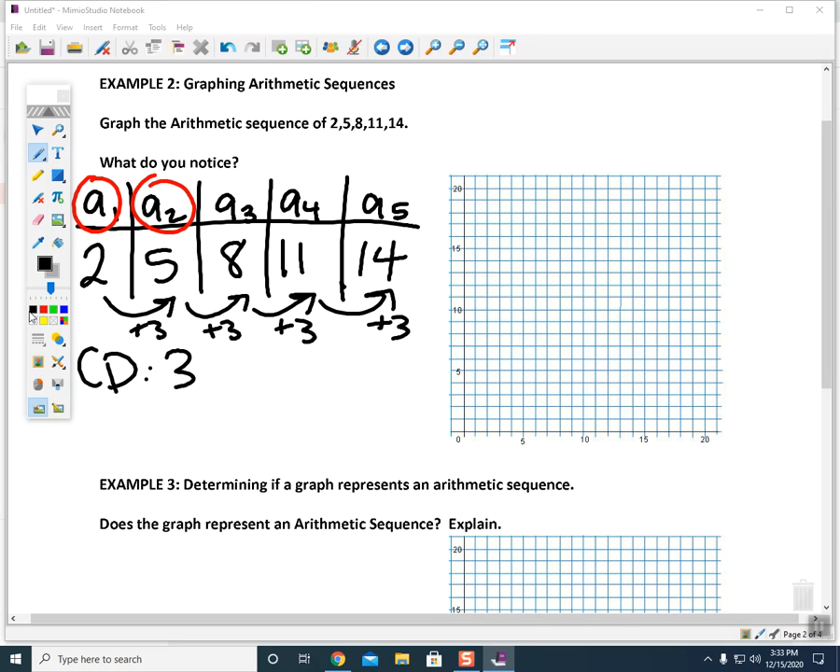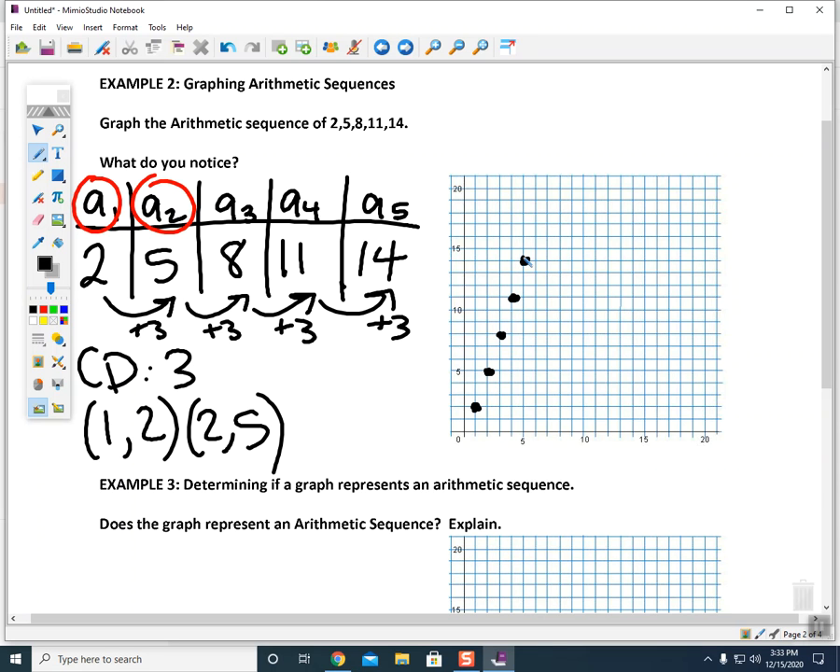So a sub 1 is my first position. So the first point that I'm going to be working with is the point (1, 2). I'm going to come over here, (1, 2) is on my graph. The next point then would be (2, 5), so I'll come over here, (2, 5), and so on and so forth. Then it would be (3, 8), (4, 11), (5, 14). And if you notice, this is increasing at a constant rate, right? We can draw a line through here pretty easily.